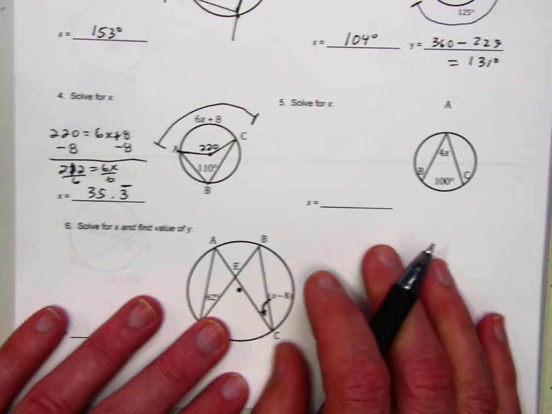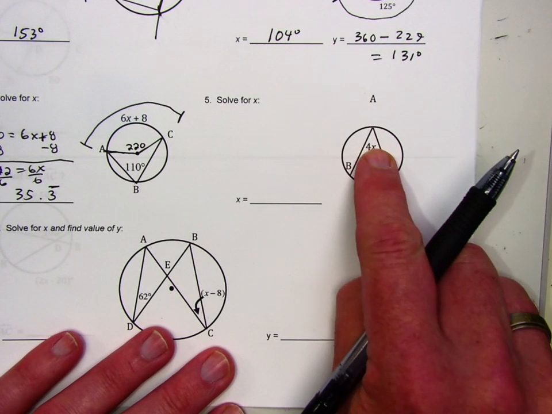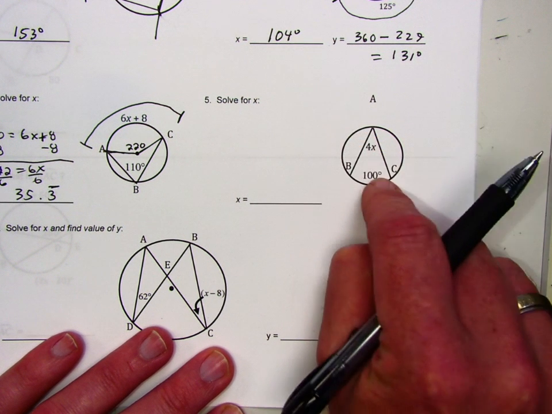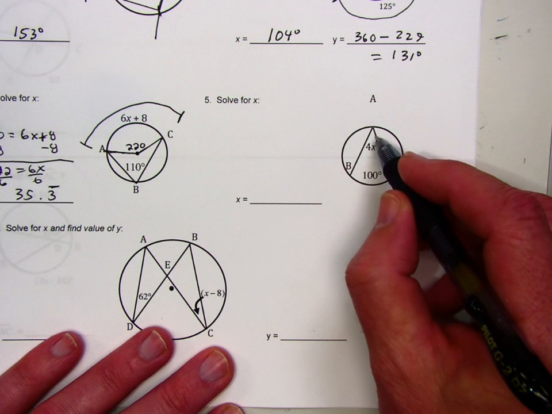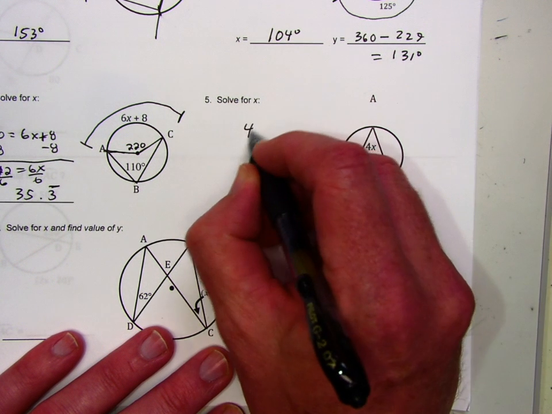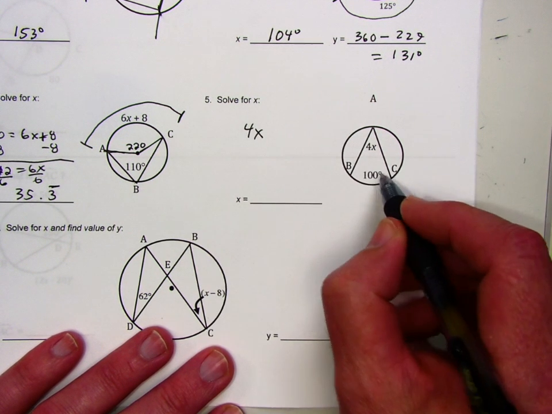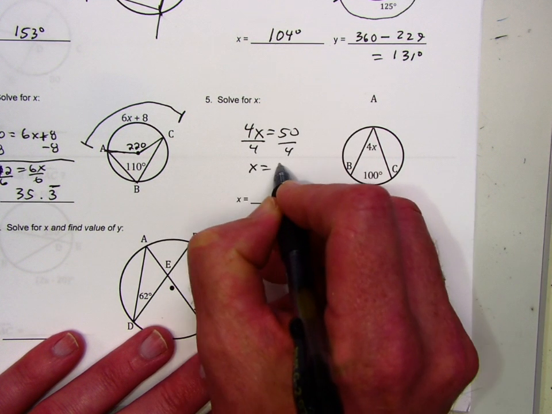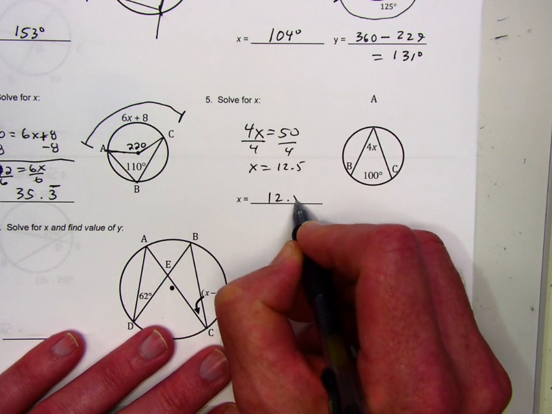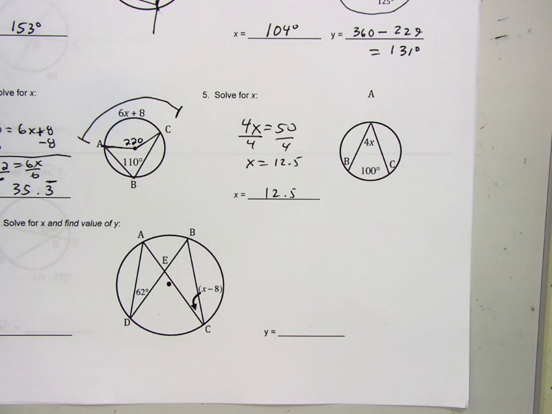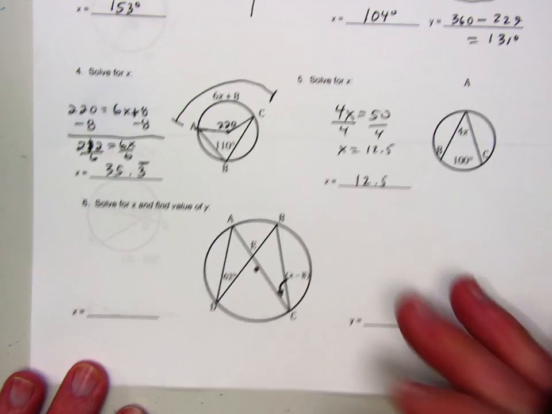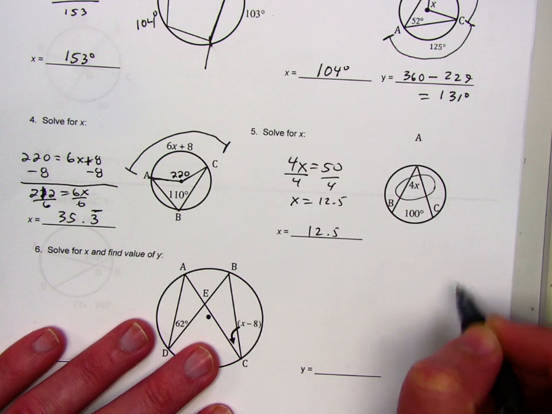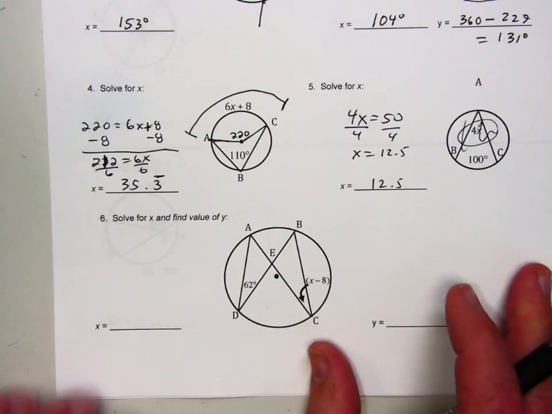There are 2 ways to look at number 5. This angle here is going to be half of this one because you run into the tunnel, you take half of it. So you could say then that 4x is not going to equal 100. It's actually going to equal half of that angle, so it's 50. If I divide it by 4, I get x is 12.5. Okay? All right, so let's go ahead and look at number 6.